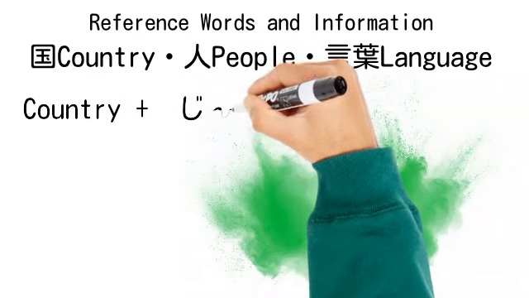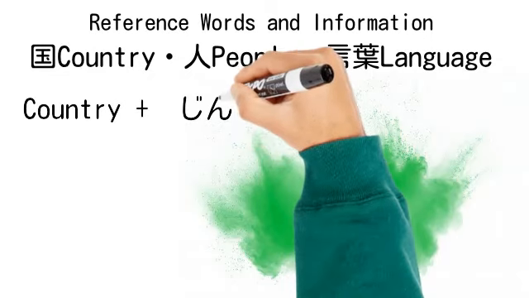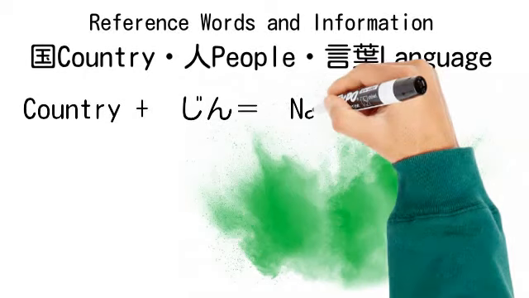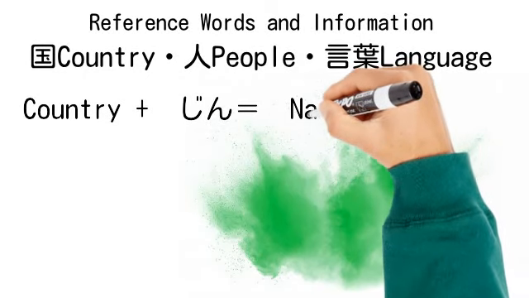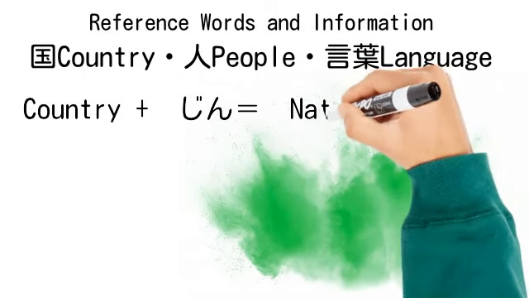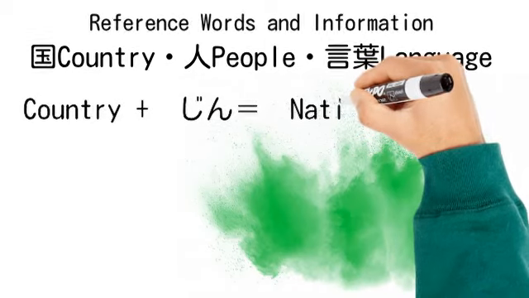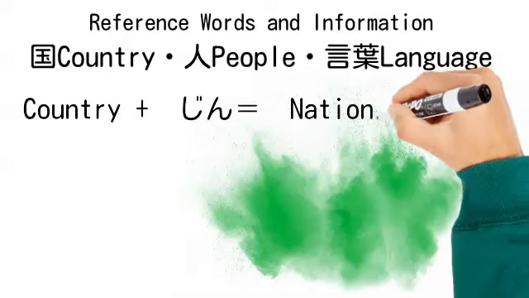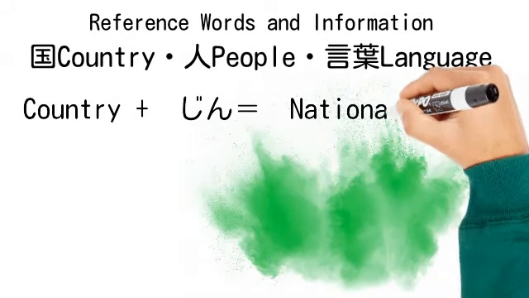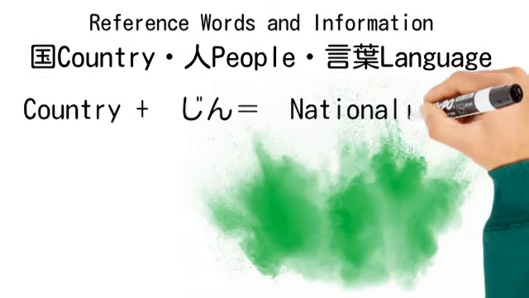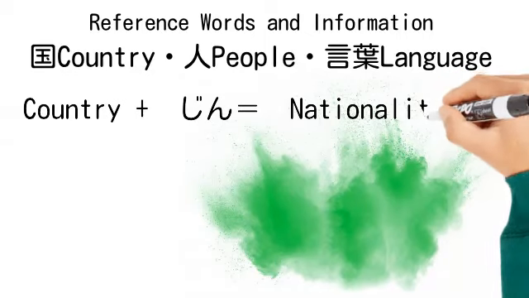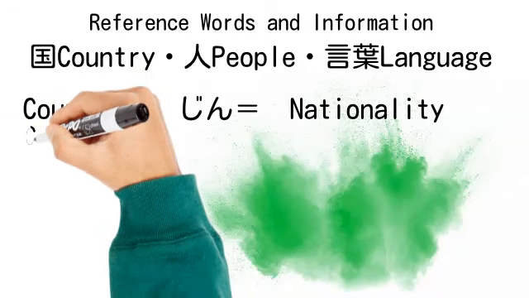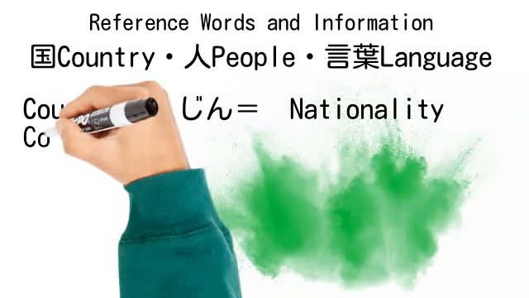So let's go first with our nationality. We have first the country, then adding jin, that becomes a nationality. Like earlier, we talked about Indo for our country. If we add the suffix jin, it becomes Indo-jin. How about Korean? We have Kankoku-jin. So that is for our nationality.